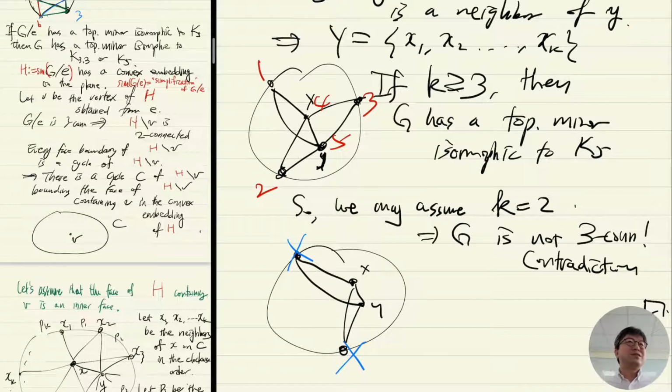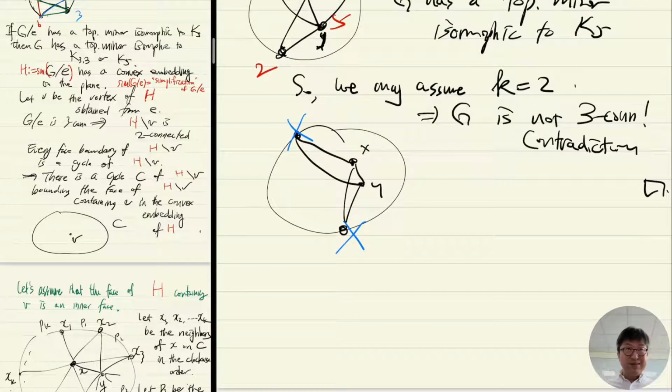Okay, so this shows that every simple 3-connected graph without K5 or K33 topological minor has a convex embedding on the plane. And in particular, every simple 3-connected planar graph has a convex embedding on the plane. So you can draw them on the plane using only straight line segments, and all the inner faces are convex, and the complement of the outer face is convex.